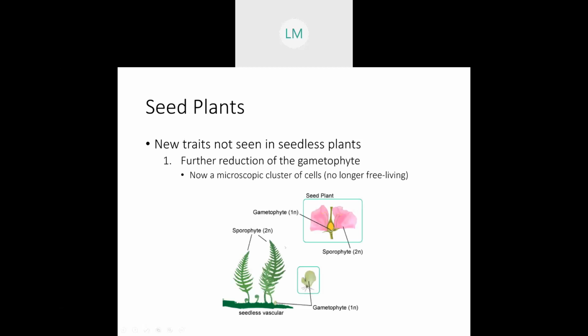So here, this is what we saw in our seedless vascular plants, where we had our dominant sporophyte, but we had this larger gametophyte structure. We can still see it, and it's photosynthetic. But now, in our seed plants, our gametophyte is going down to this microscopic cluster of cells. So it is completely dependent on this sporophyte. It can't live on its own like this gametophyte did down here. So now our gametophyte is just reduced to this cluster of cells in the plant rather than a free living structure.